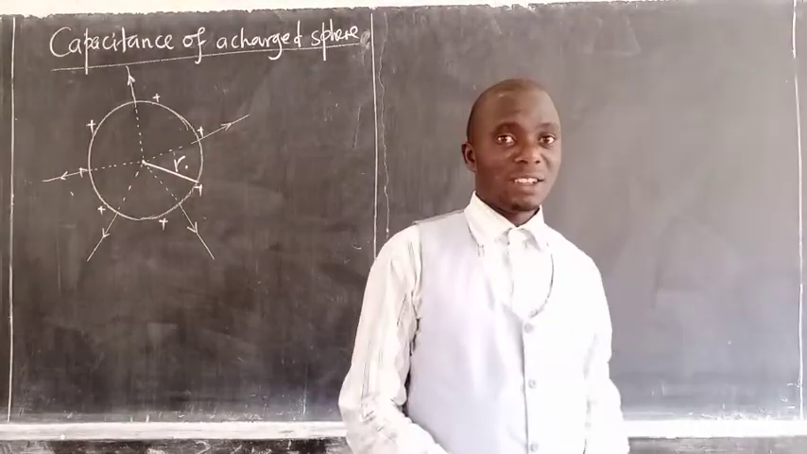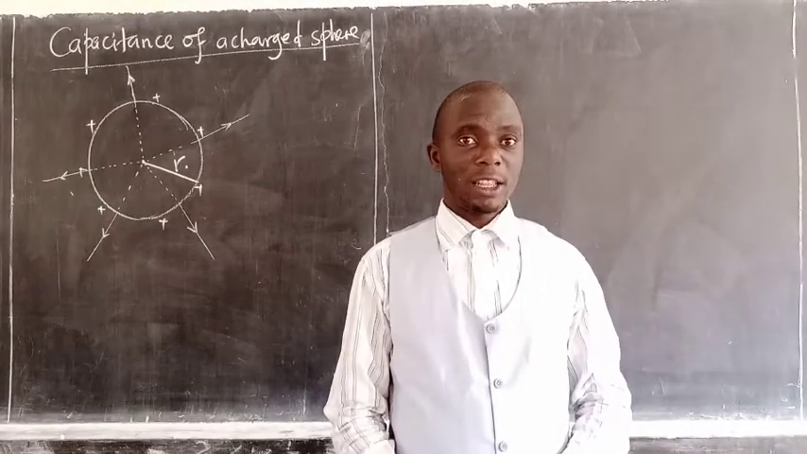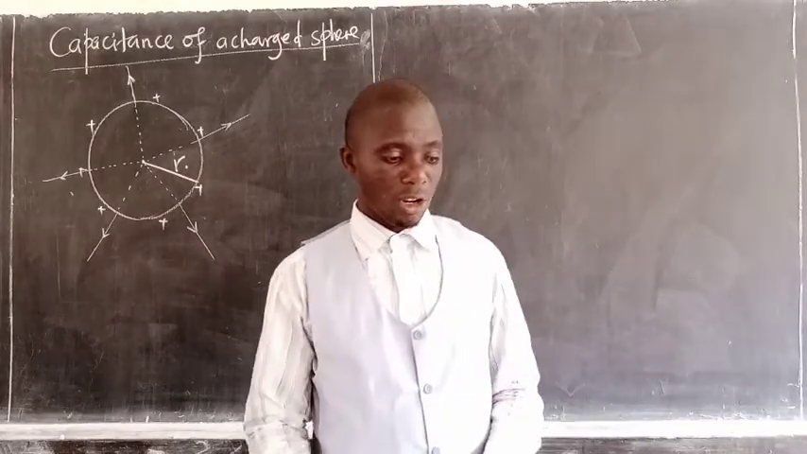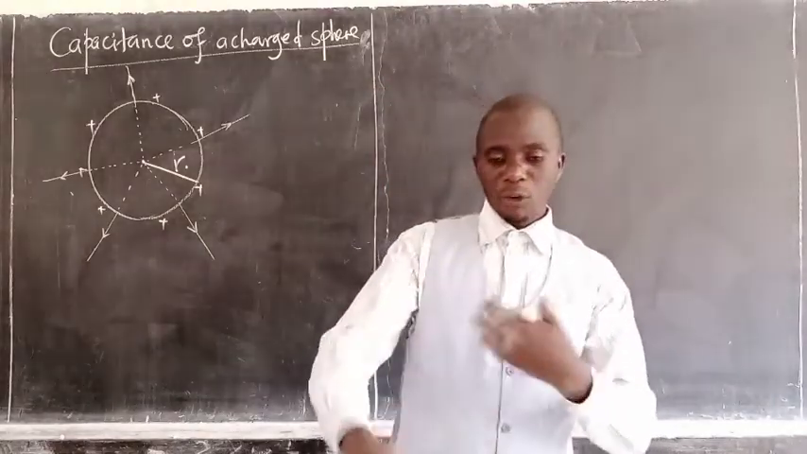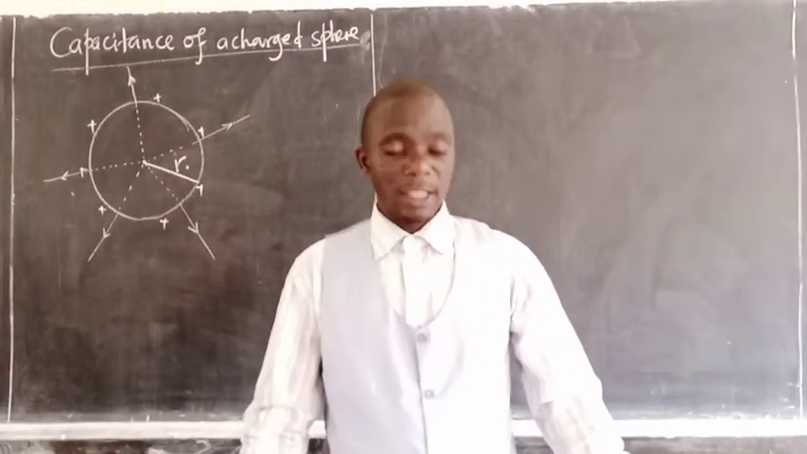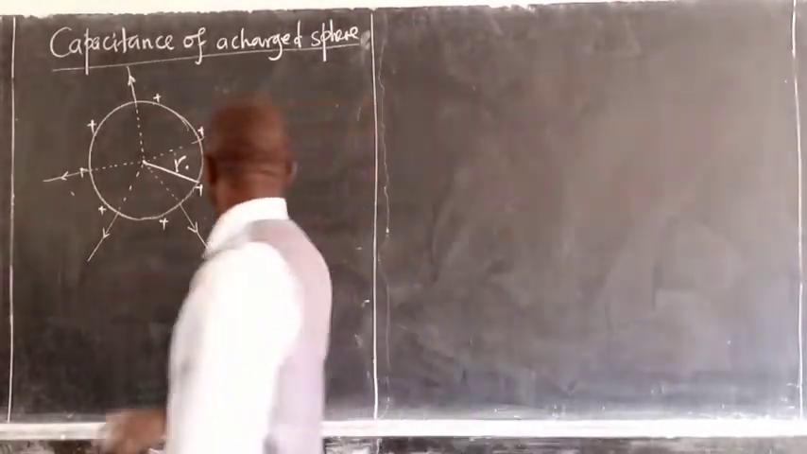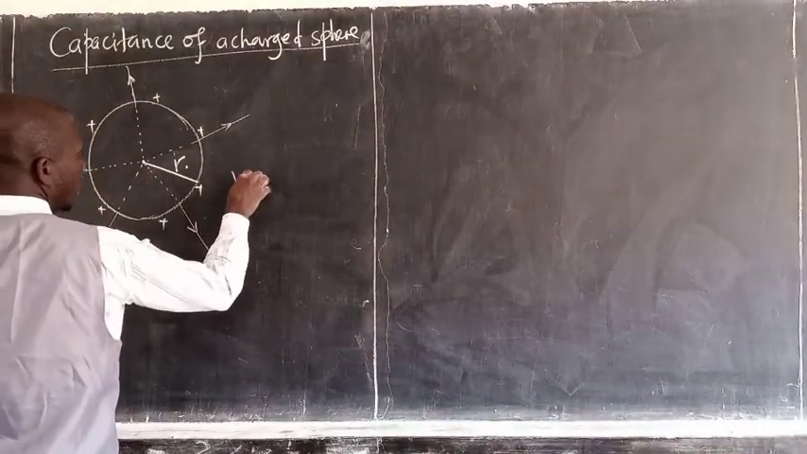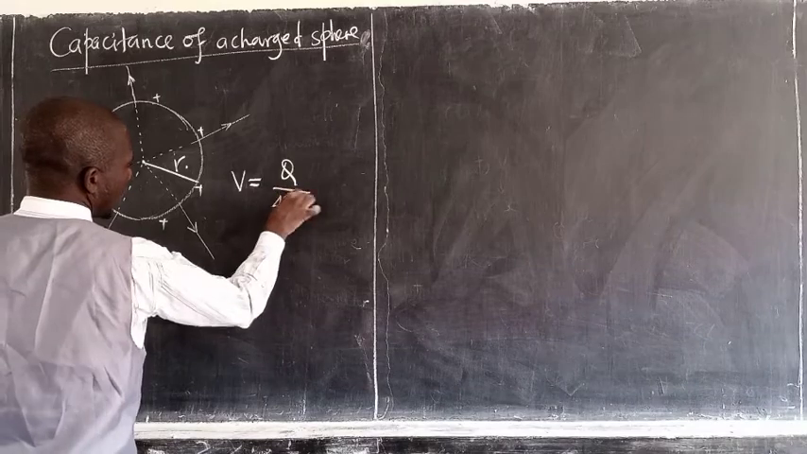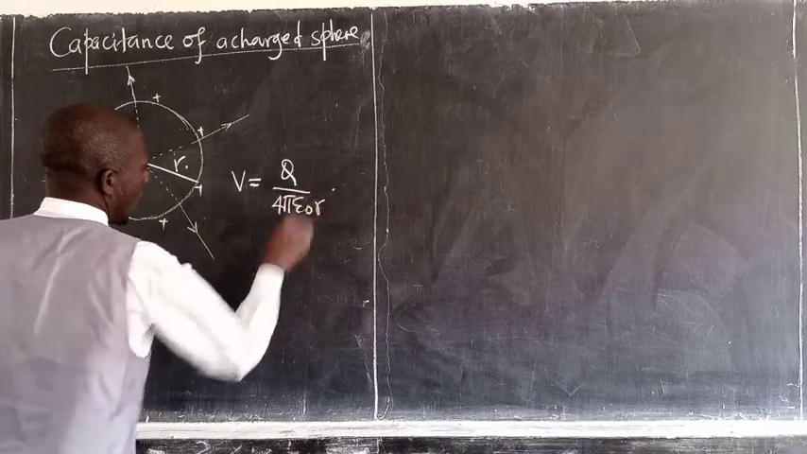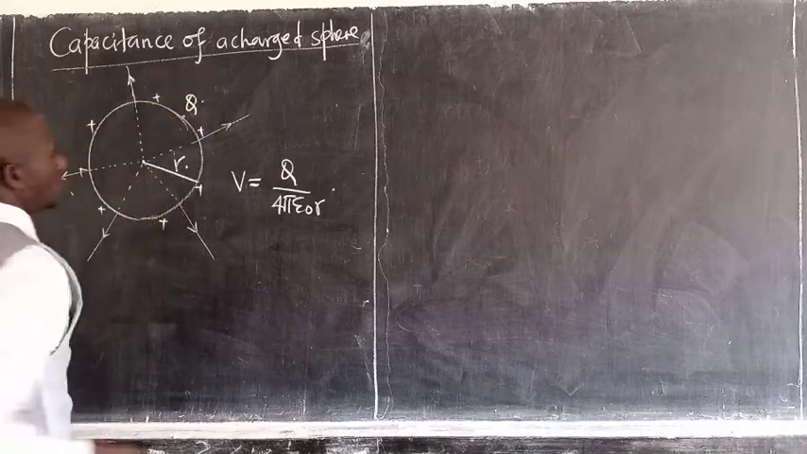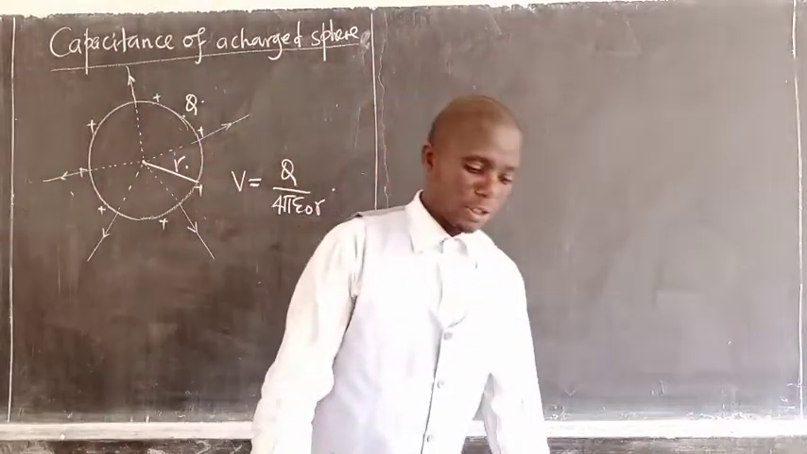Remember in the previous lessons in electrostatics, if you haven't checked there, study by following all of them. We said that the potential at the surface of the sphere, V, is equal to the charge over 4 pi epsilon naught r. That is what we say. If this is the magnitude of what? The magnitude of charge.